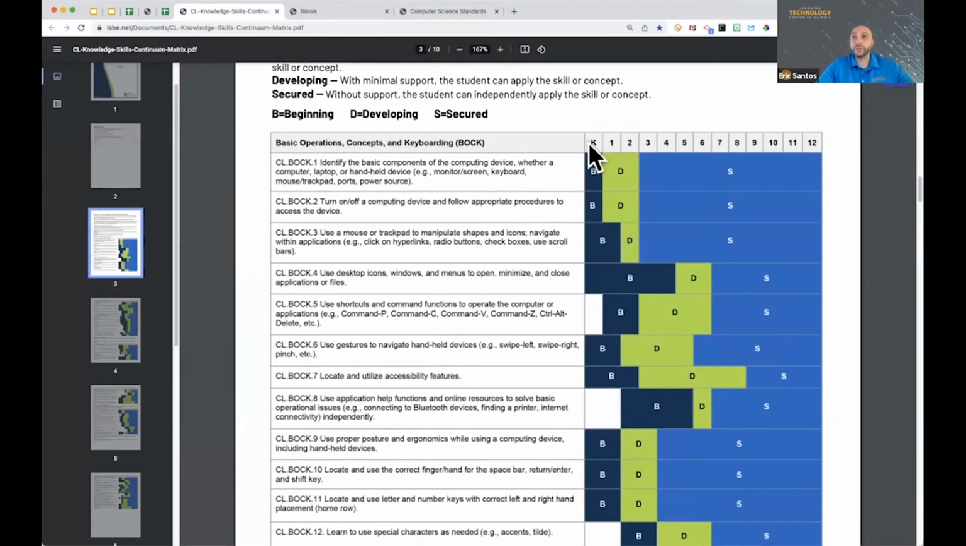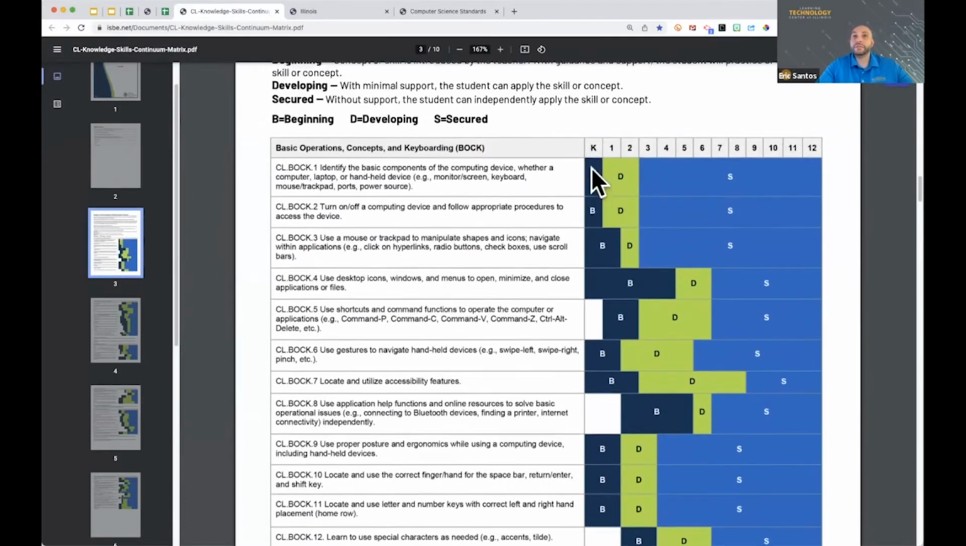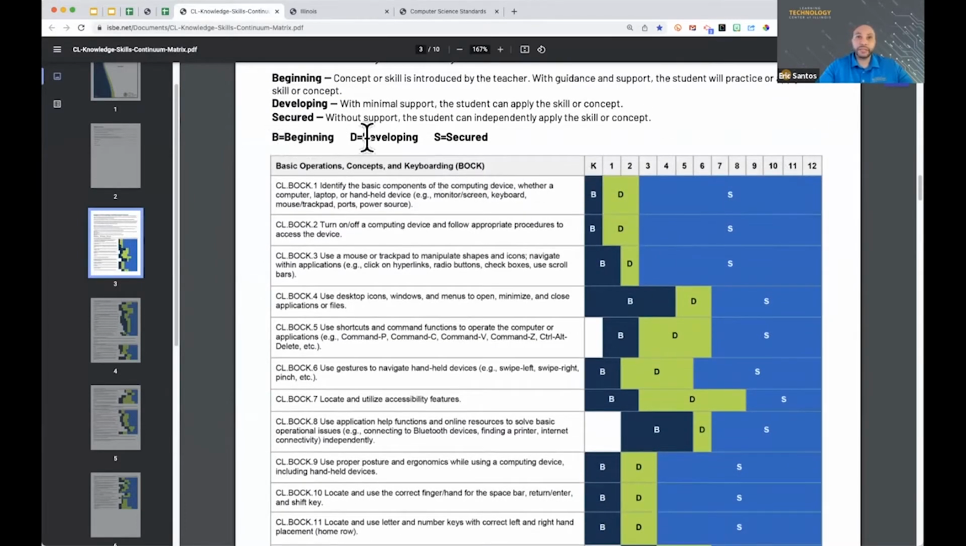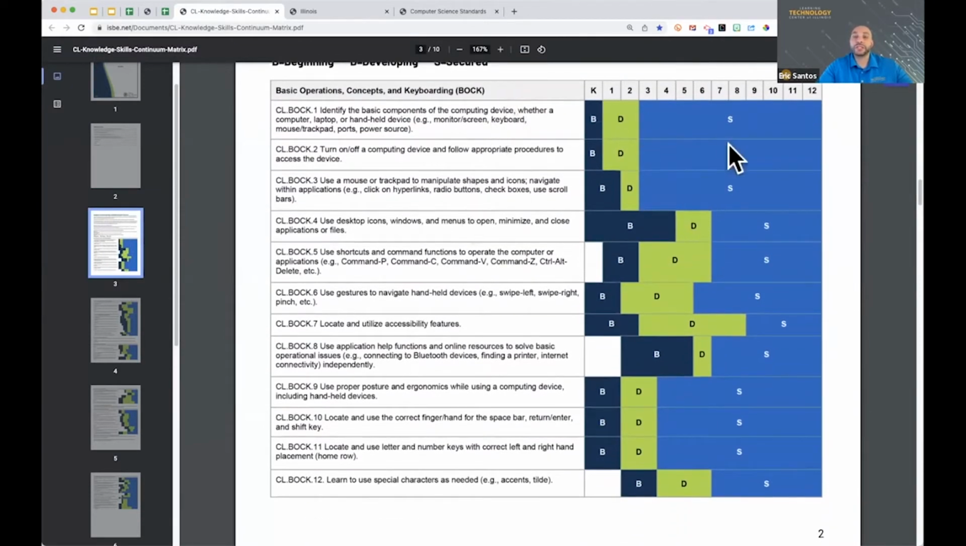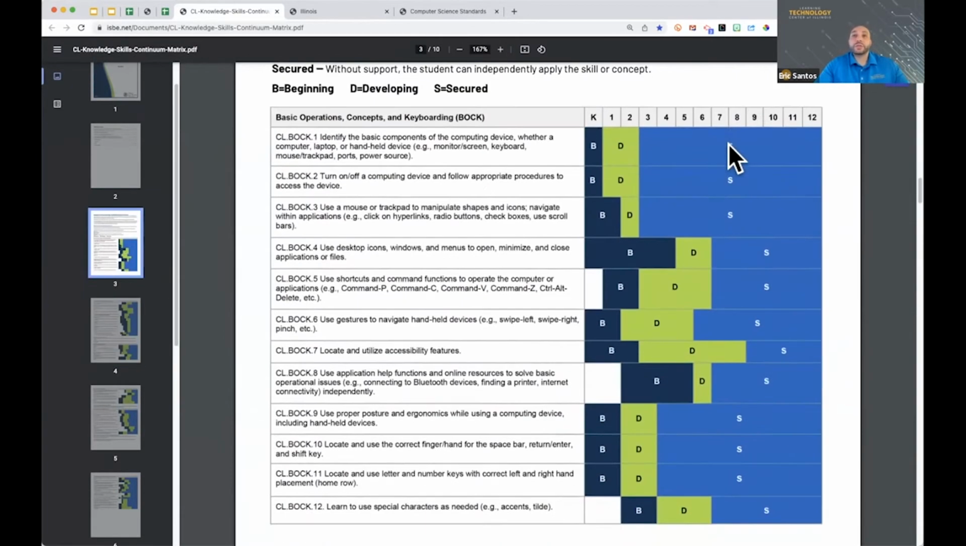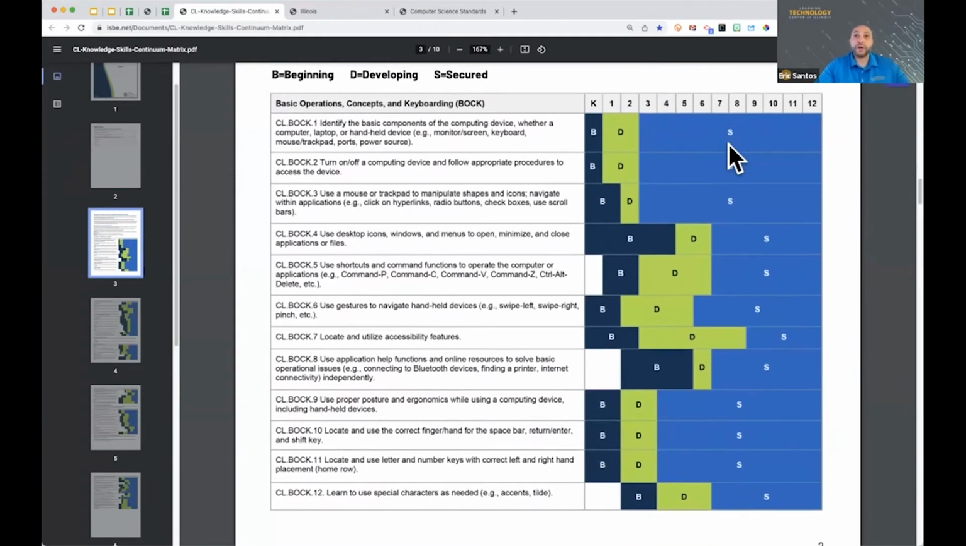It gives you the grade levels, and it even breaks them down into basically a beginning, developing, and secured. So like a beginning, middle, and advanced type of thing. And it delineates for you very clearly where students should be with each of these at each grade level, because this is what you're going to need to be addressing beginning next year if you're K through 12. The good news is a lot of it's laid out for you.